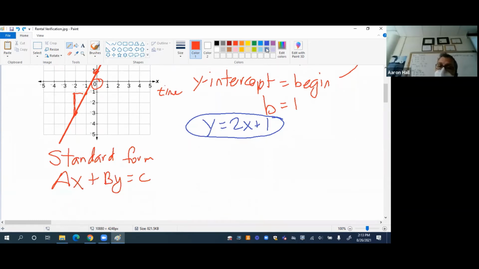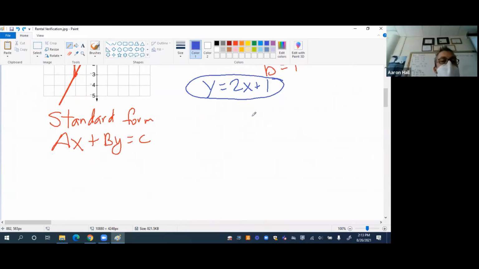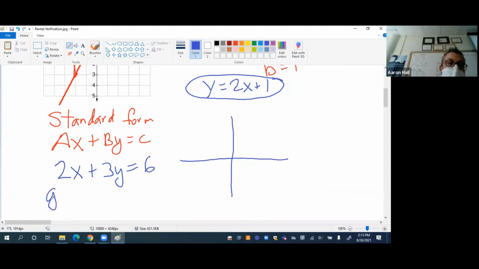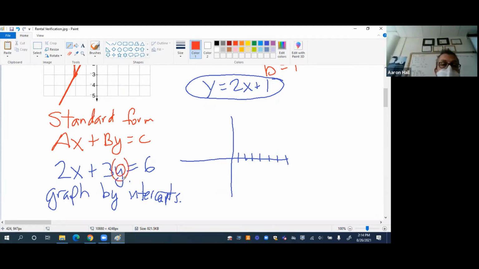But I'm going to suggest that there might be a benefit if we decide to graph. Let's say we have something like this: 2x plus 3y equals 6. And I want to graph this. Let's graph by intercepts, by x and y intercepts. How do you find an x-intercept? Yes? Yeah, y has to be 0. If y is 0, what happens to this piece here?